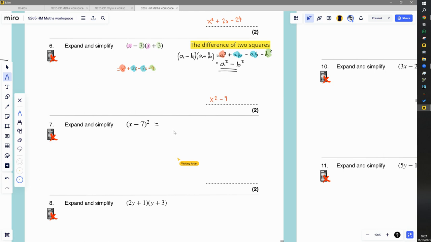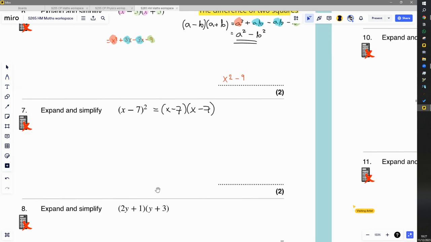Now this one looks a bit confusing and can catch people out when they first see it, but it just means, just like x squared means x times x, 3 squared means 3 times 3, this means x minus 7 multiplied by x minus 7. And then you just treat it the same way you would treat any other expansion.